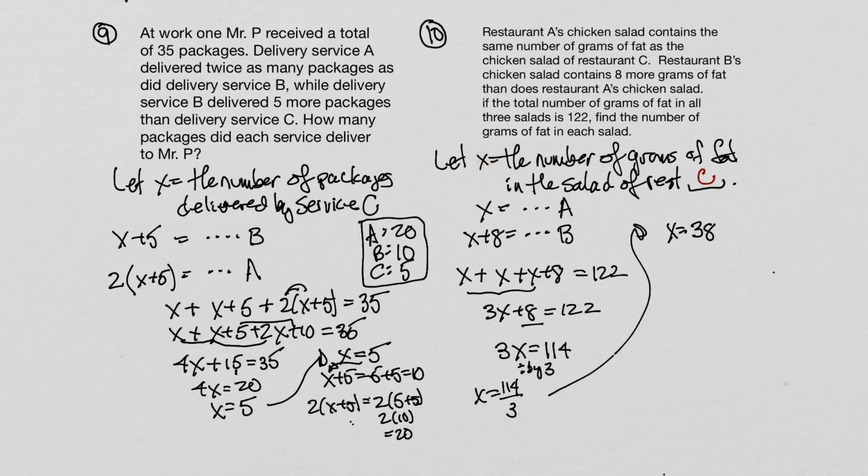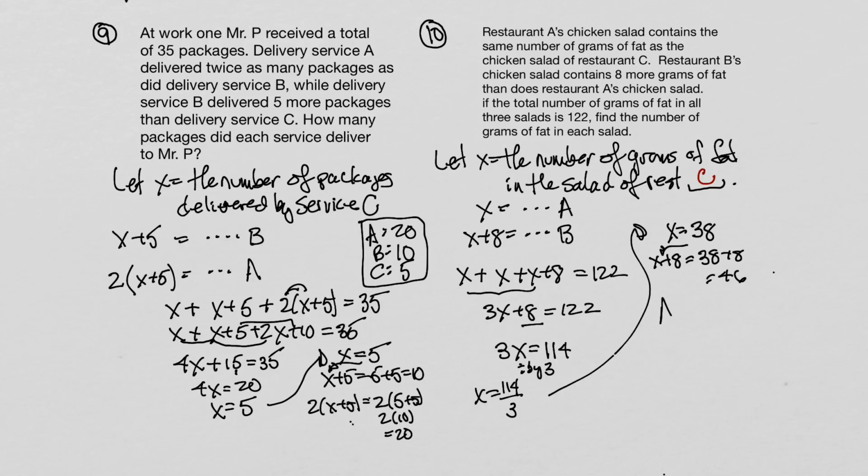Now look at what we're doing here. We've got X. What was X? All the way back to the beginning, X is the number of grams in salad C. But X is also the number of grams in A. But X plus 8, so let's write that down here. So we have another relationship. X plus 8 has to be, now I've got X right there, 38 plus 8, that's equal to 46. So now we've got them all.